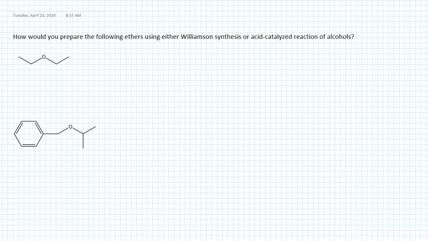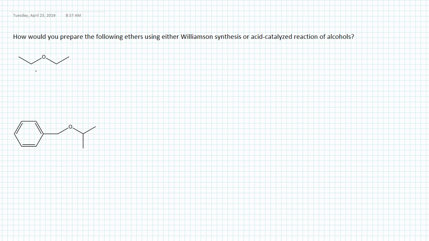Hi, in this tutorial we are going to solve a question related to synthesis of ethers. The question asks, how would you prepare the following ethers using either Williamson synthesis or acid-catalyzed reactions of alcohols? Let's look at two ethers here in the question.